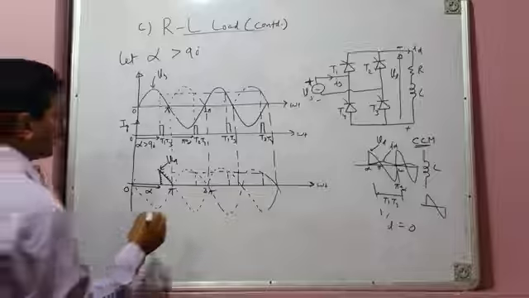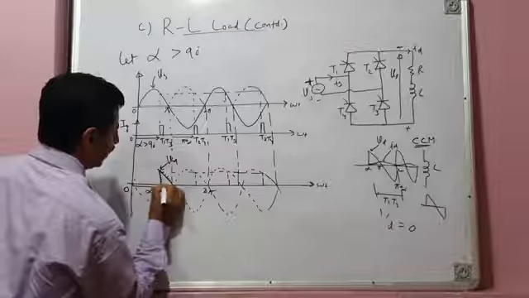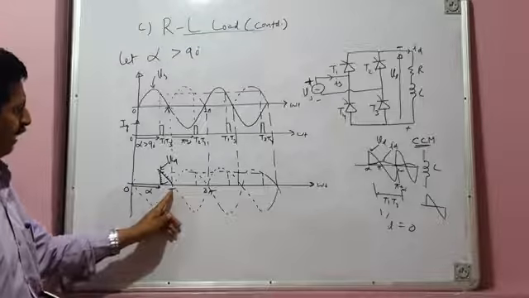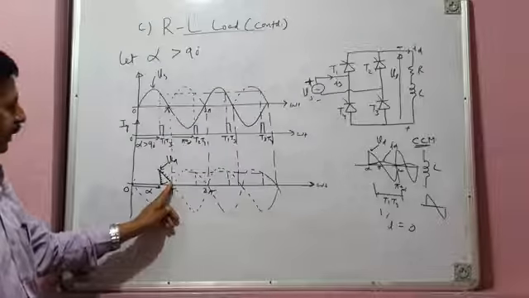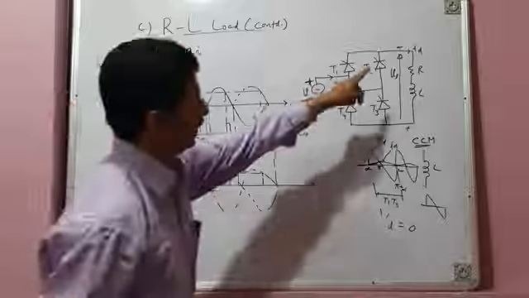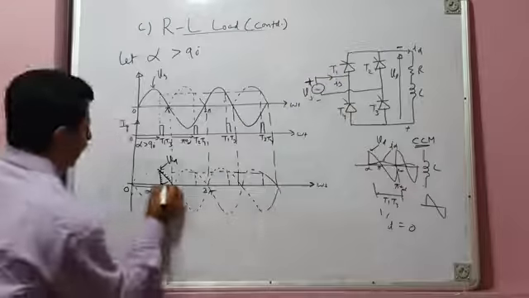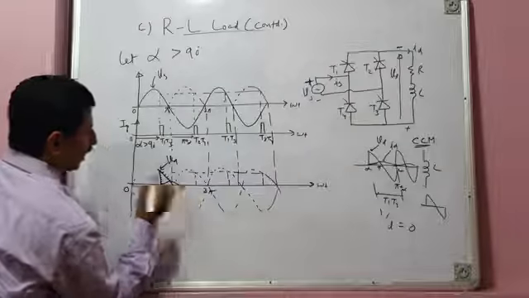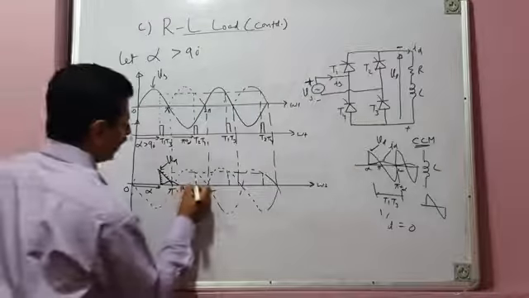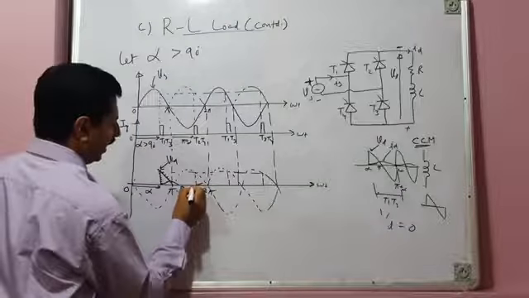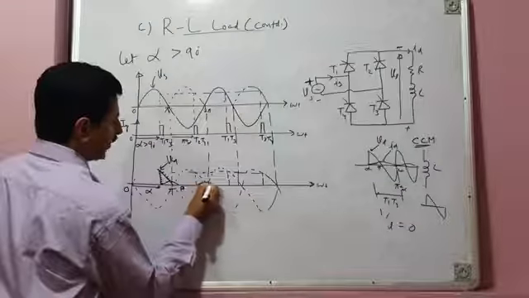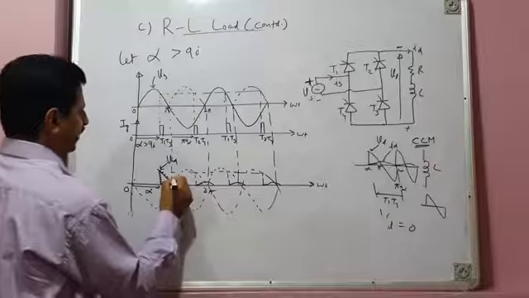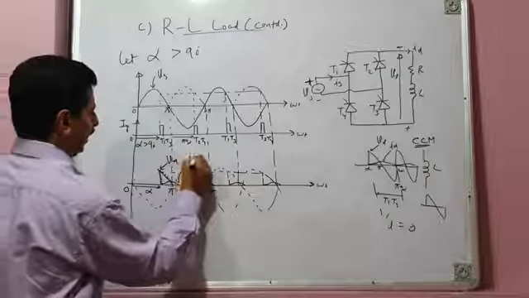Now what will happen to current during this period? Load current will rise. It will reach peak value between pi by 2 and pi. It will not reach peak value at pi, but less than pi, because it's not a purely inductive load, it's an RL load, and then it becomes zero somewhere here at beta. Then again next firing takes place. Current rises and it falls. Then again current rises and it falls. This is the nature of your load current, ID.